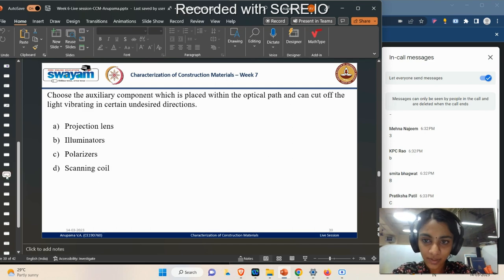Choose the auxiliary component which is placed within the optical path and can cut off the light vibrating in certain undesired directions. So, light has a particle nature and a wave nature. It can vibrate in all directions. So, if you want to cut down the vibration in one direction, what will you use? Is it a projection lens, illuminators, polarizers, or scanning coil?